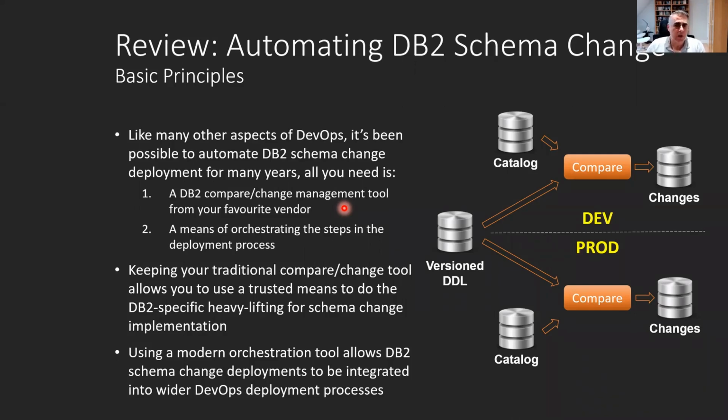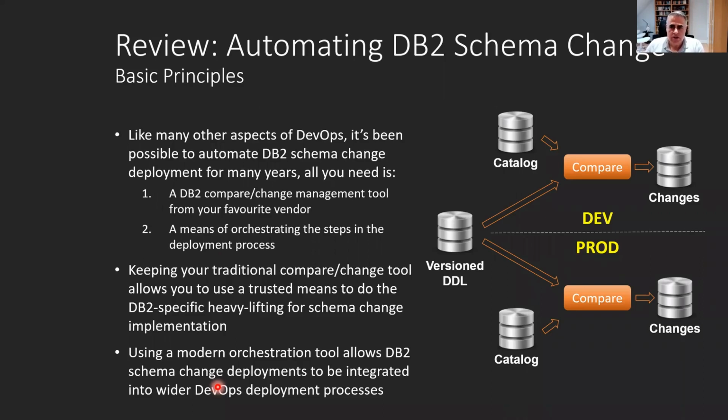So why would you want to go away and rip that out when you want to fully automate this? The approach is typically to keep those traditional tools and then use a more modern orchestration tool to invoke those tools and allow those schema changes to run alongside the code deployments in a way which is a natural fit to the new kind of DevOps ways of working.